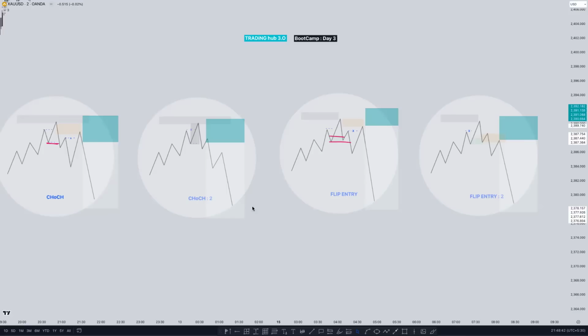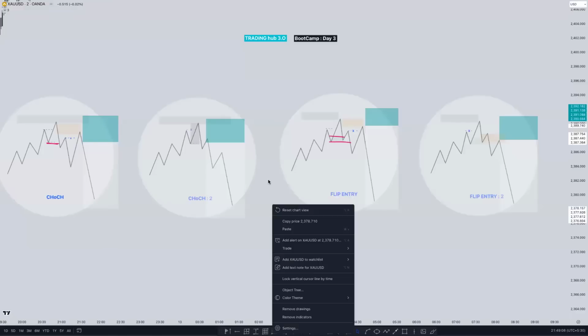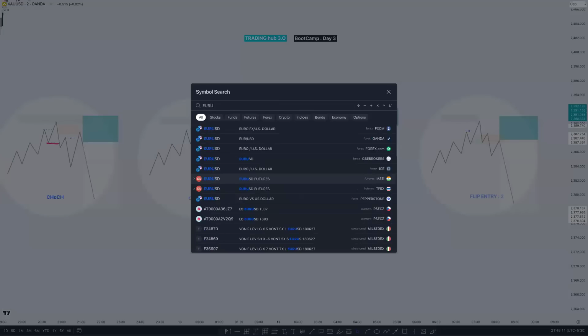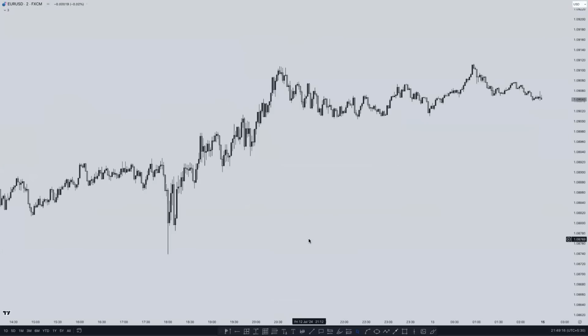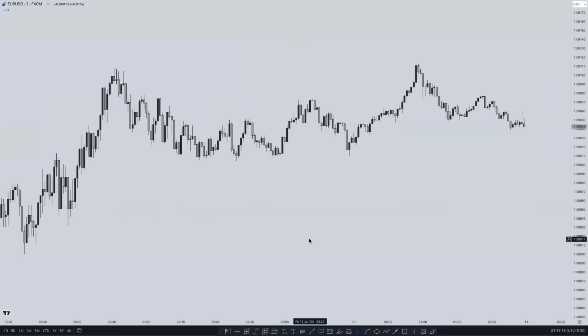We can do it with gold. Also, you can do it with Euro USD as well as GBP USD. It totally depends on you which one you would like to backtest, and you can also backtest in all pairs: gold, Euro USD, Aussie USD. And Euro USD. Okay, no problem. We can use Euro USD. And please, everyone, be ready for the questions.